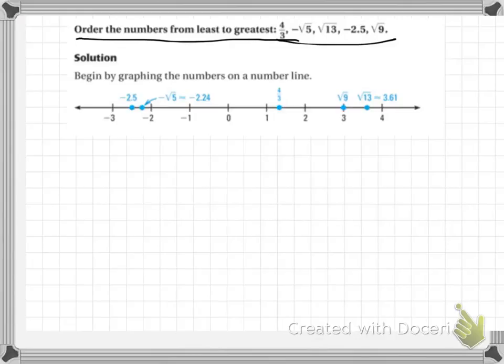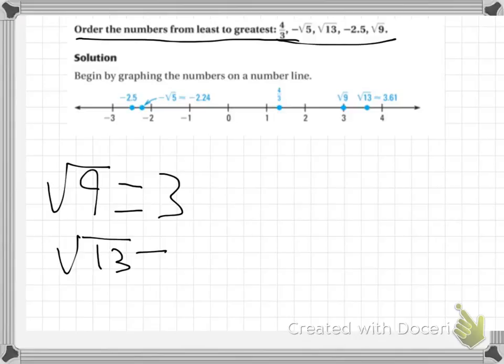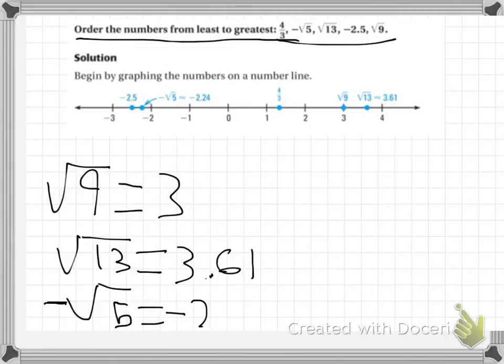So the square root of 9 is equal to 3. The square root of 13 is equal to 3.61. And then the square root of 5, but remember, pay attention to that negative sign, is equal to negative 2.24. Now that you have all of those numbers, you just have to plot them.